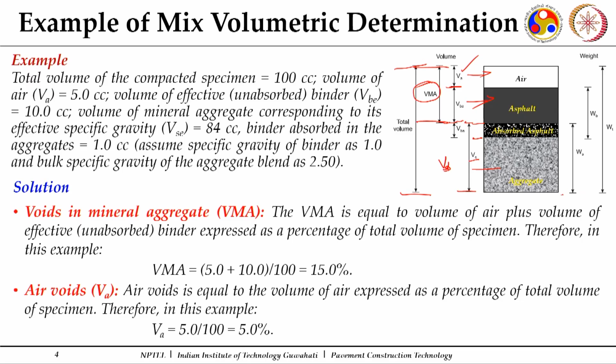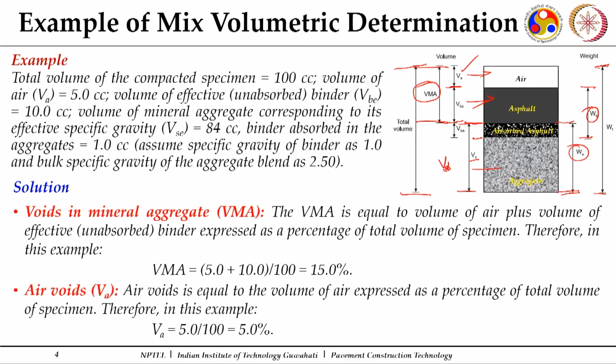And if we talk in terms of weight, then the volume corresponding to this VSB will be your weight of the aggregates, WS. For the entire free as well as the absorbed bitumen, we have to work out the weight, and that will be WB of the bitumen. So, WS plus WB will be your total weight of the mix, where you do not include the weight of the air, considering it as negligible.